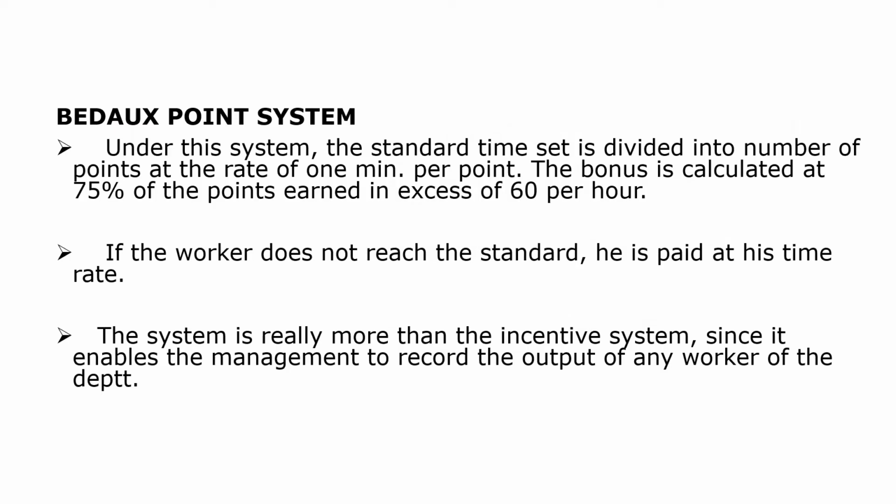Under this system, the standard time set is divided into a number of points at the rate of 1 minute per point. Now, this is something very important for us to remember, that 1 minute is calculated as 1 point. So, the bonus is calculated at 75% of the points earned in excess of 60 per hour. If the worker does not reach the standard, he is paid at his normal time rate.